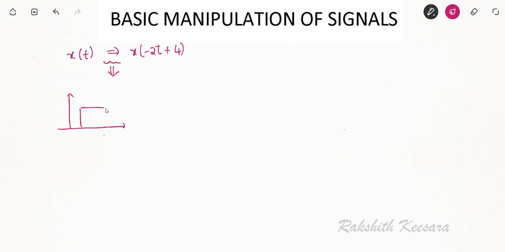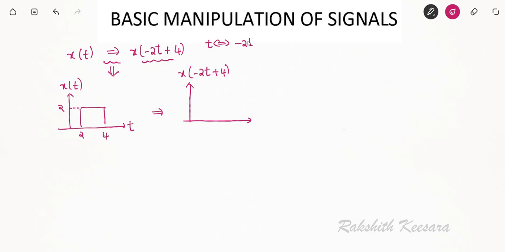Let me take a signal like this, with respect to t, and let the amplitude be 2. Now, if I need to plot x of minus 2t plus 4, without changing the signal, I can plot it in this way. That is x of minus 2t plus 4. Here I am directly changing t to minus 2t plus 4, so the axis will also become minus 2t plus 4. My signal will remain as it is.